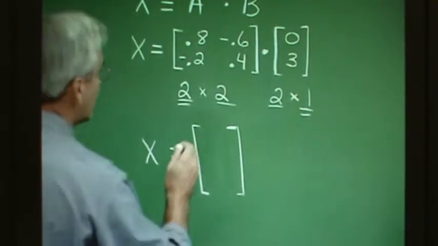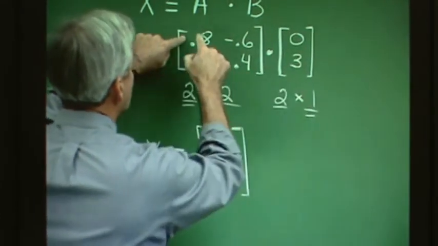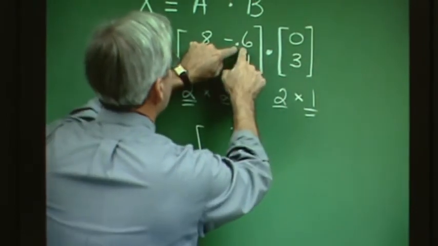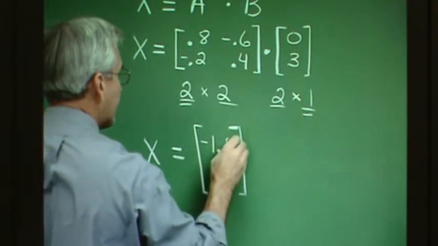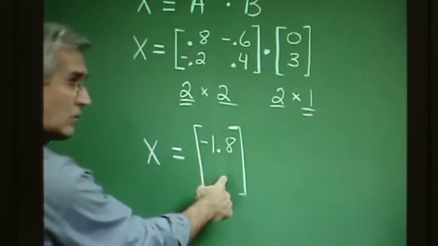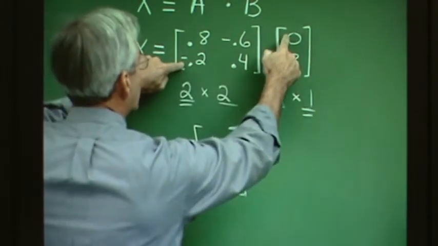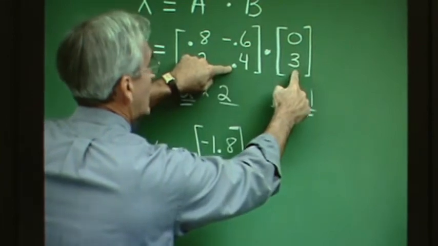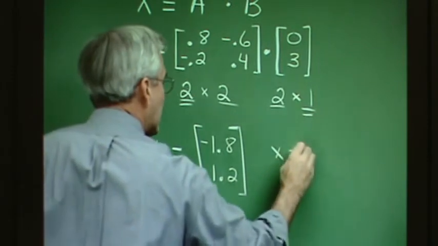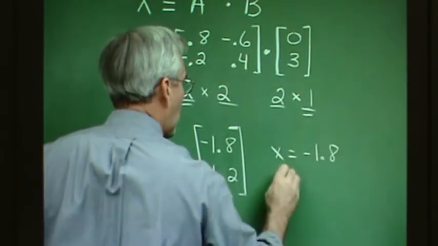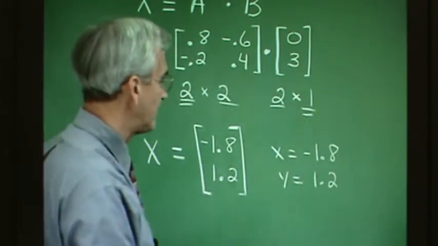For this entry, it's in the first row, first column. So 0.8 times 0, it's out of here. Negative 0.6 times 3 is negative 1.8. And then for the second row, first column, negative 0.2 times 0 is out of here. 0.4 times 3 is 1.2. So we know then that x is equal to negative 1.8, y is equal to 1.2 as the solutions to this system of equations.